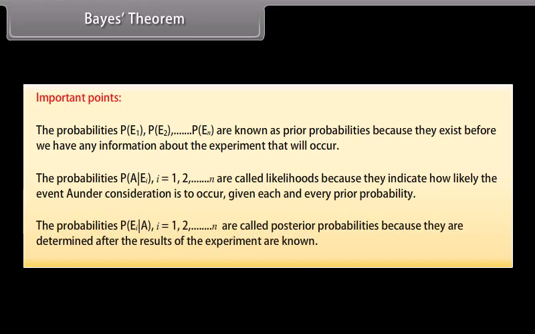The conditional probability of Ei when A is given, i equal to 1, 2, up to n, are called posterior probabilities because they are determined after the results of the experiments are known.